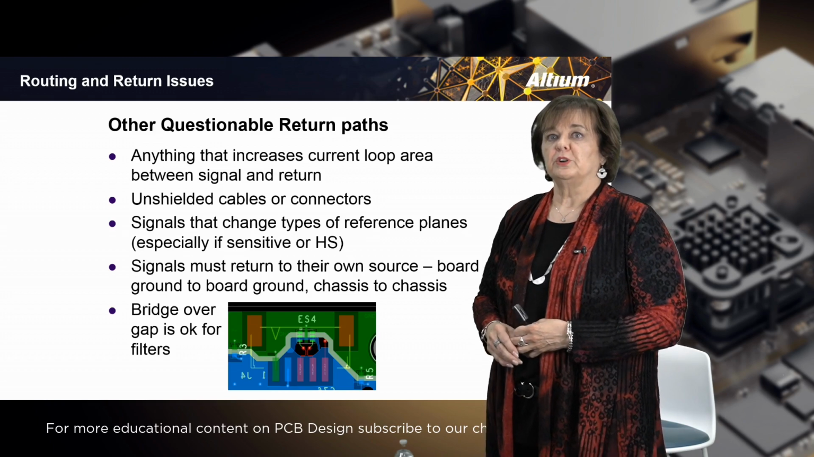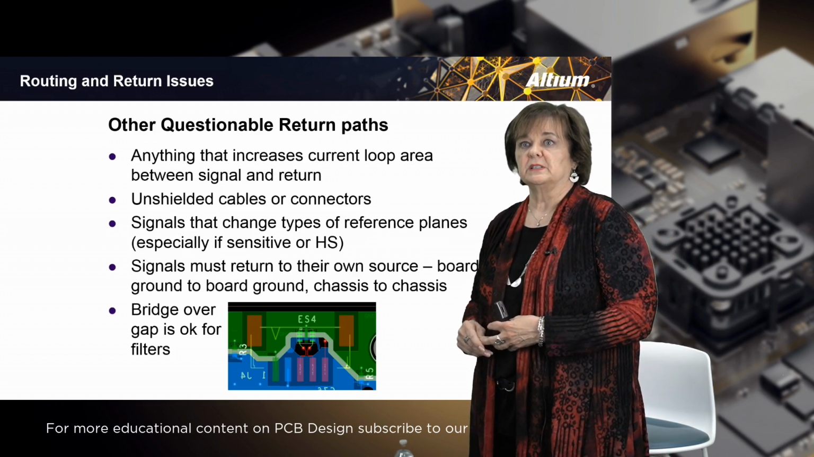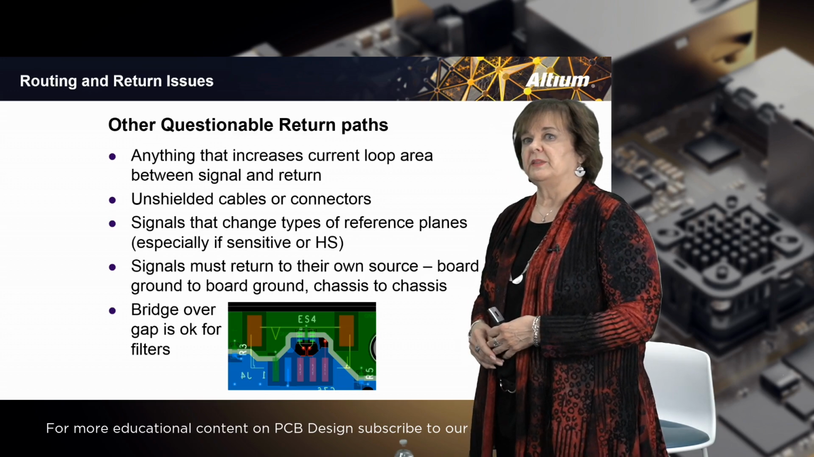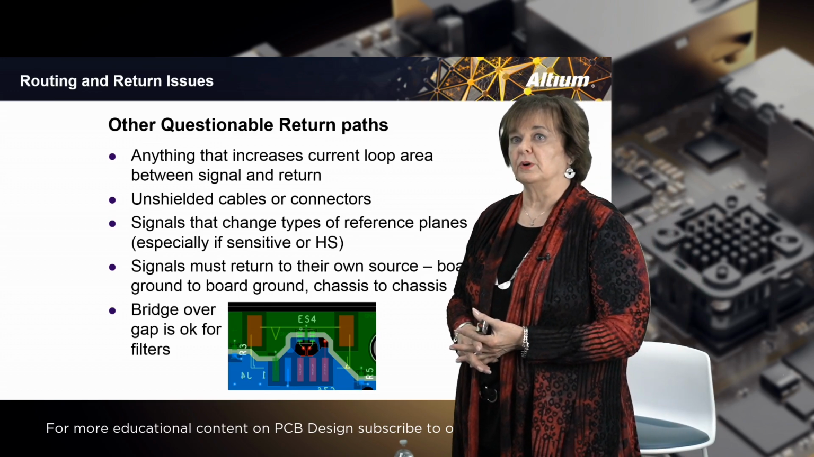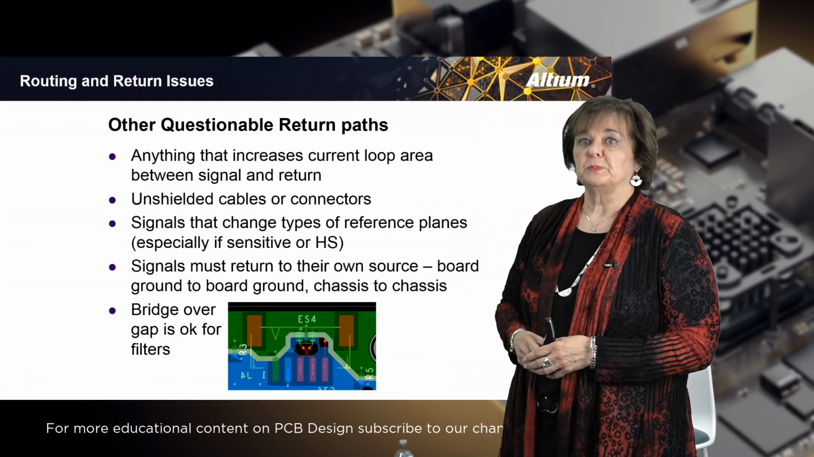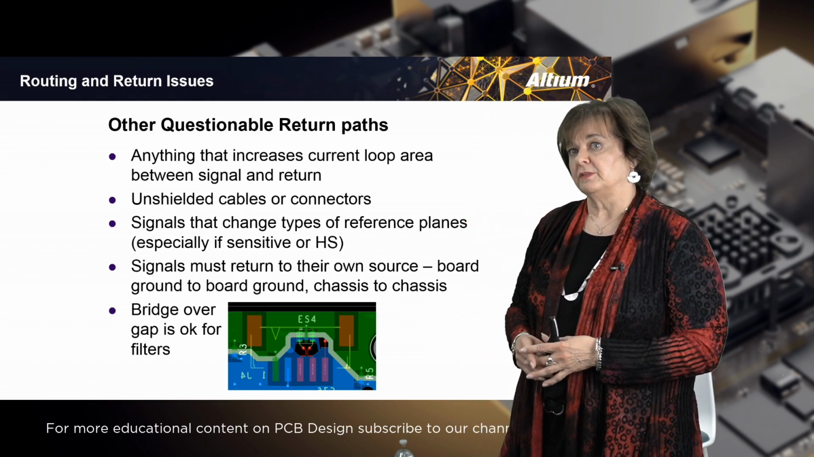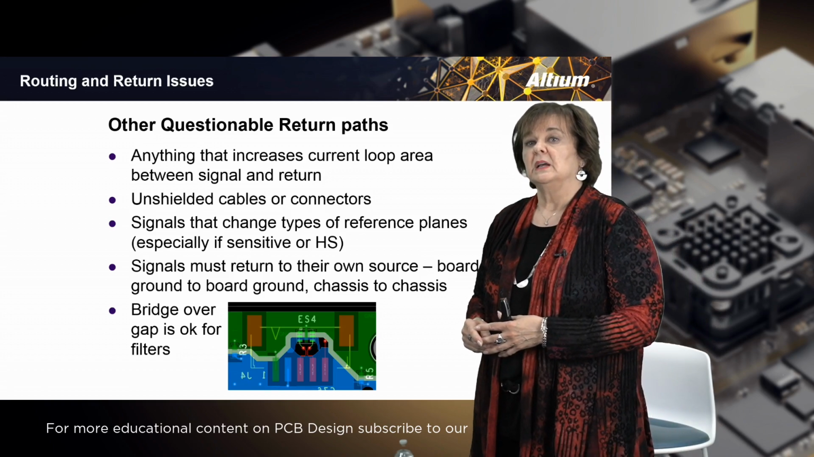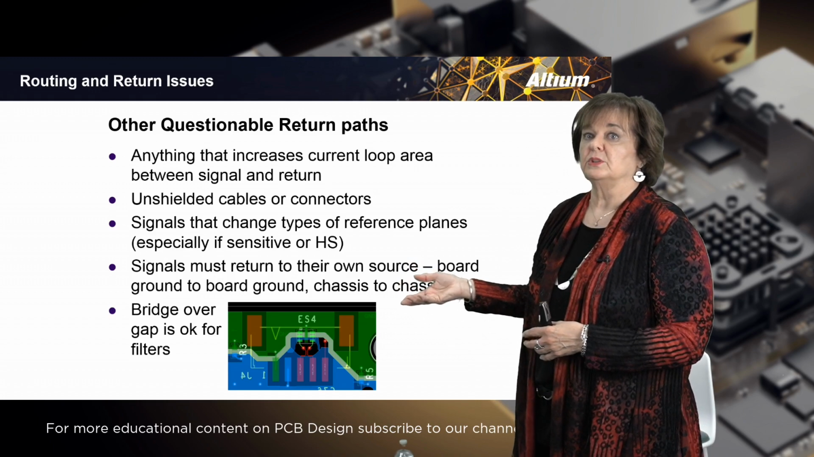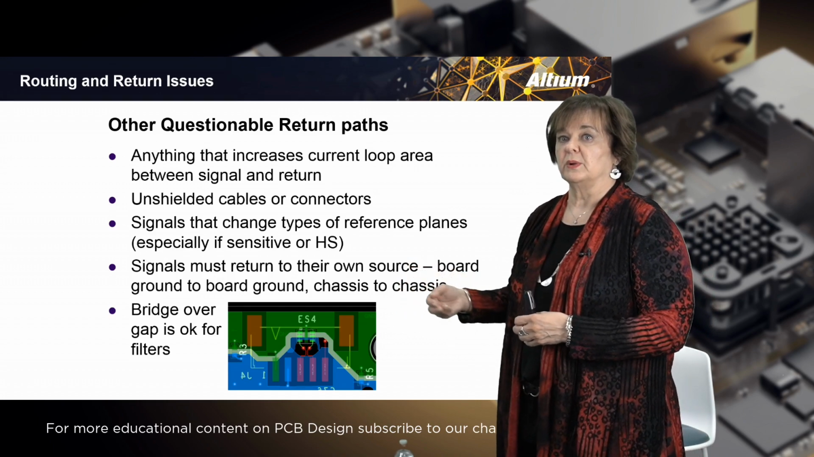Other questionable return paths would be anything that increases the current loop area between the signal and the return. This would be things like an unshielded cable or connectors, signals that change types of reference planes, especially if they are sensitive or high-speed signals, and signals that must return to their own source: the board ground to the board ground and the chassis ground to the chassis ground.